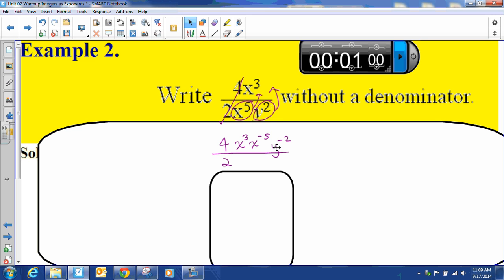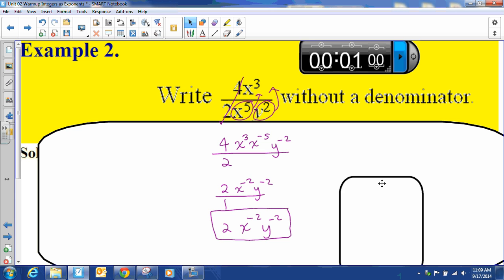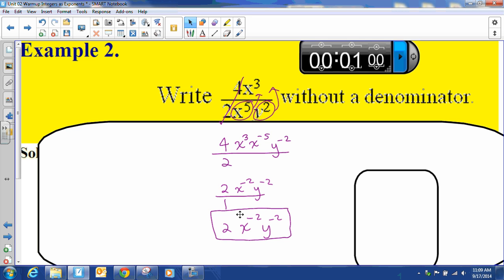As you can see, they're now up in the numerator, and they are both negative. The x to the third remains x to the third, and 4 over 2 we reduce down to 2 over 1. Notice that x cubed times x to the negative fifth, we just add these powers to get x to the negative second power. Finally, this is our answer: 2 times x to the negative second power times y to the negative second power.